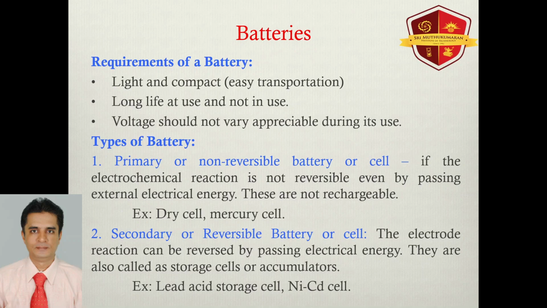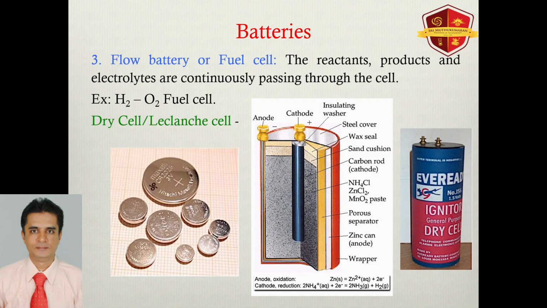Types of batteries: primary or non-reversible battery or cell. If the electrochemical reaction is not reversible even by passing external electrical energy, these are not rechargeable. Examples: dry cell, mercury cell. Secondary or reversible battery or cell: the electrode reaction can be reversed by passing electrical energy. They are also called storage cells or accumulators. Examples: lead acid storage cell, nickel cadmium cell.